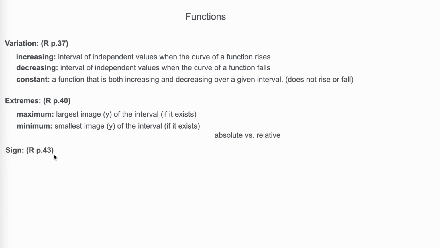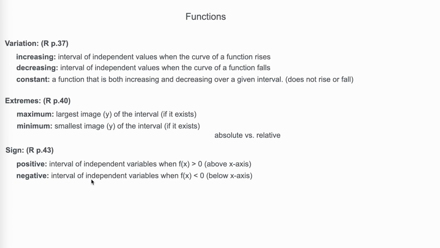Signs. Reflections, page 43. Positive is the interval of x values, independent variables, when f of x is greater than 0, when the graph is above the x-axis. Negative is the interval of independent values, or the x values, when f of x is less than 0, when the graph is below the x-axis. The axis of symmetry, in Reflections, page 46, is a line which reflects a relation onto itself.